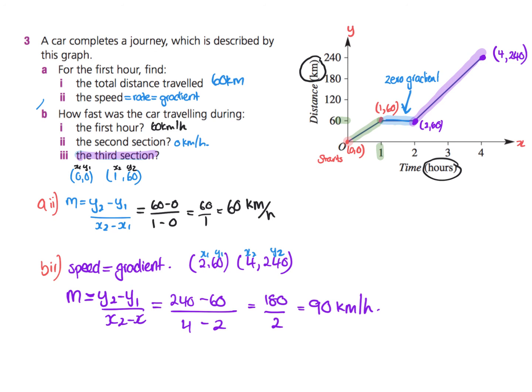Now, does that purple line look steeper than the green line? If you were walking up it, would it feel steeper to go up the purple line? Yes. So steeper means a bigger gradient, or in this case a faster speed. The purple line is 90 and the green was 60, so that makes sense. All right.